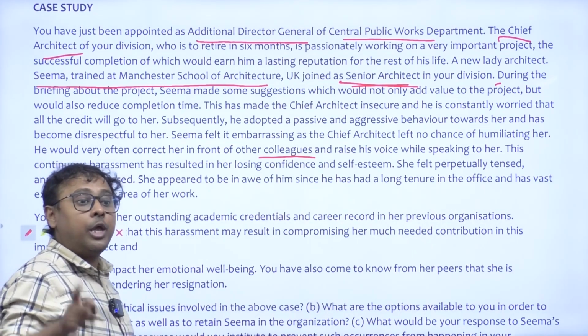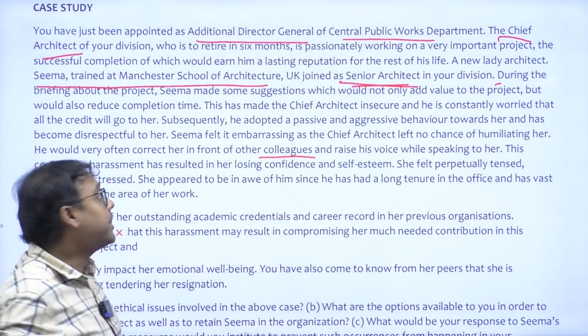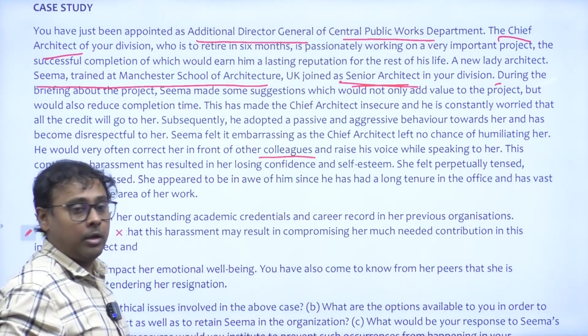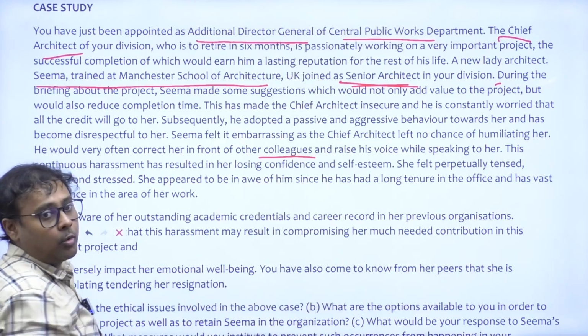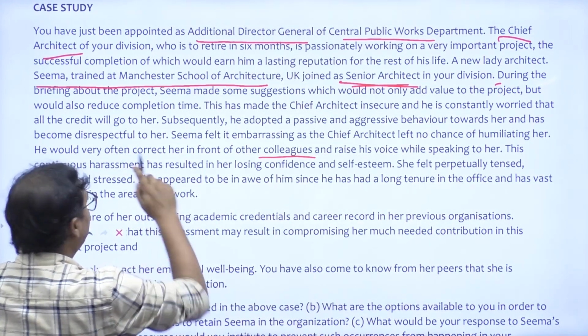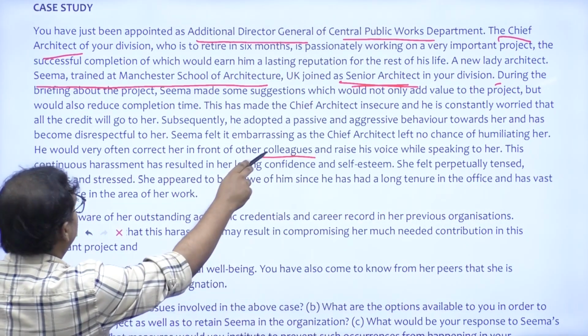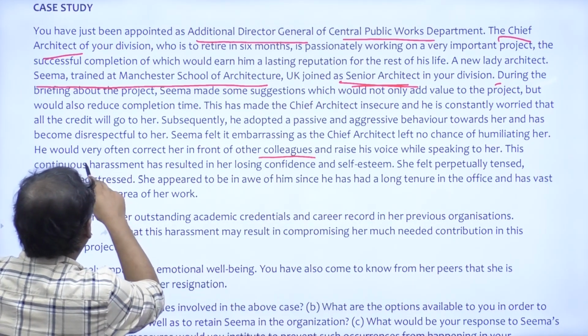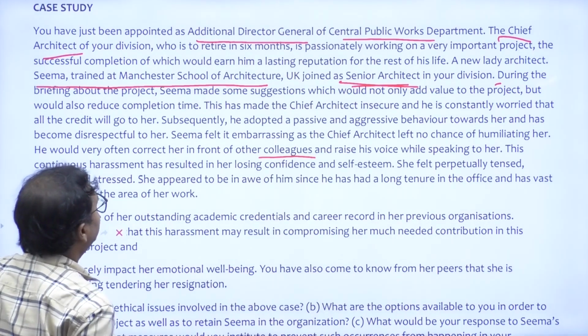Now what you do is you identify the issue, the ethical issue, okay? And you give a different legend, a different sign for it. So in case I underlined the stakeholders, what will I do in the case of issues? So tell me, what are the issues? An architect who is retiring in 6 months is passionately working on a very important project, the successful completion of which would earn him lasting reputation for the rest of his life.